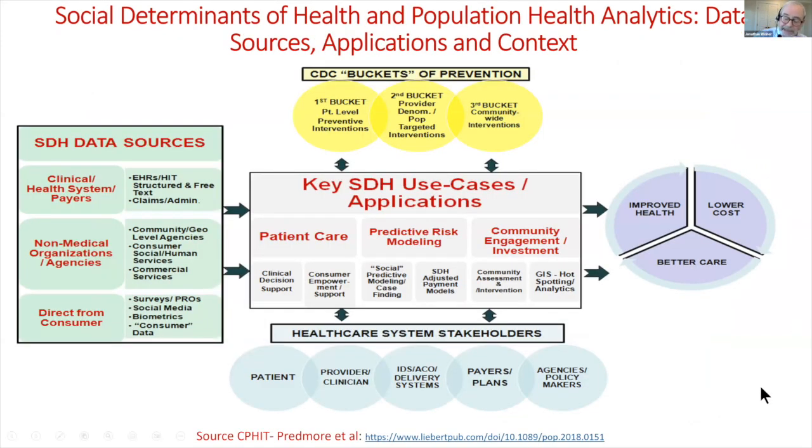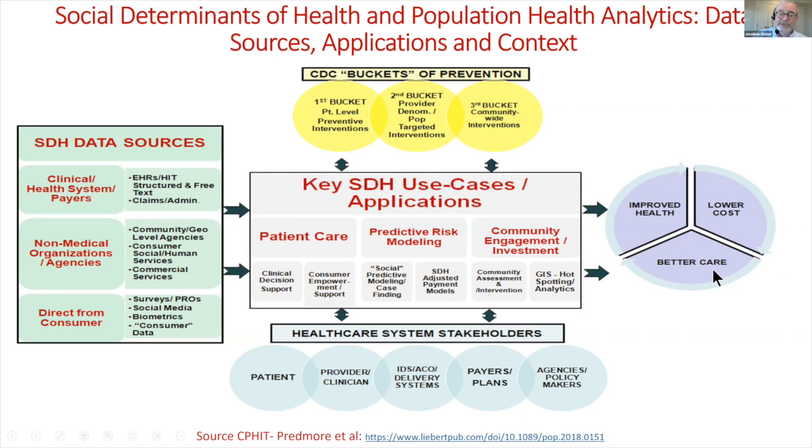So this is a framework, and it's another talk, but a framework that we've offered for blending social determinants into the analytic framework. And I encourage all of you, relevant to your medical or public health or human service framework, to take the data, it's out there, and find out how we can bring in, whether it's clinical data, non-medical organizations, or direct-from-consumer information, that ultimately can go to the triple aim, that is improving health, lowering costs, and bettering care.